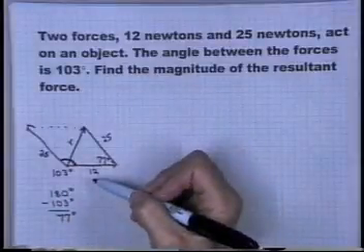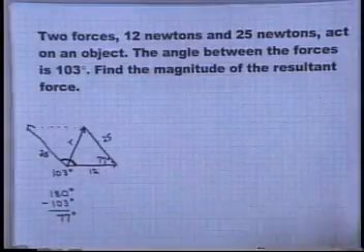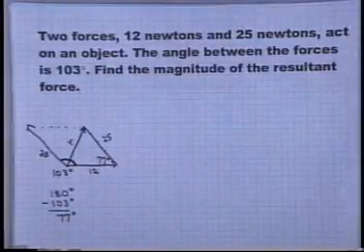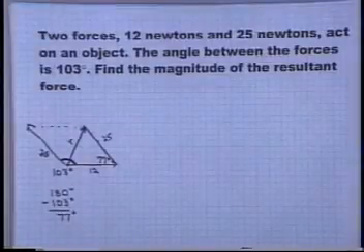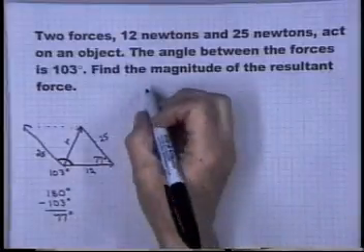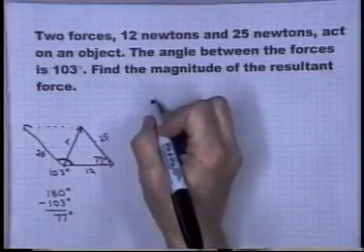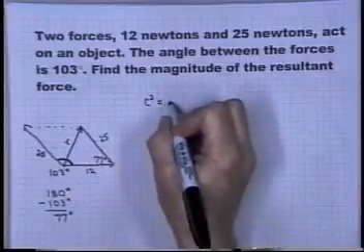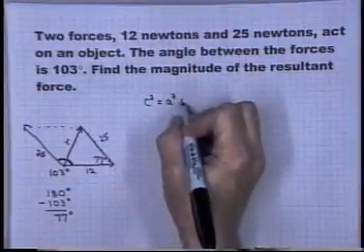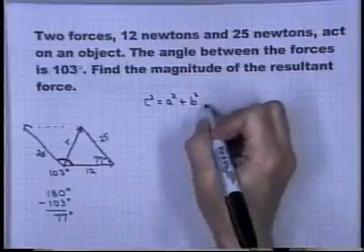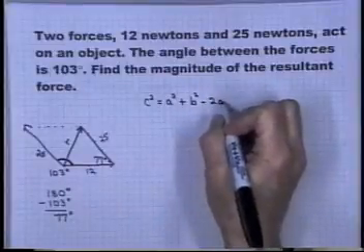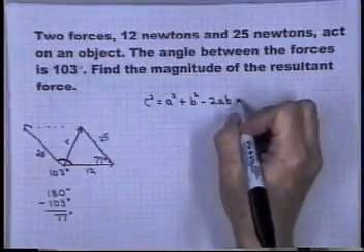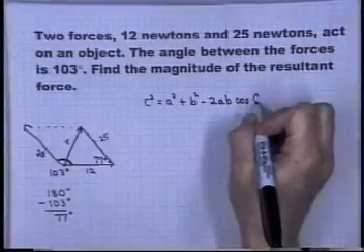We know two sides and the included angle. You might recall from previous lessons that we can use the law of cosines to solve problems like this. I'm going to state first of all one form of the law of cosines: c squared equals a squared plus b squared minus 2 times a times b times the cosine of angle C.